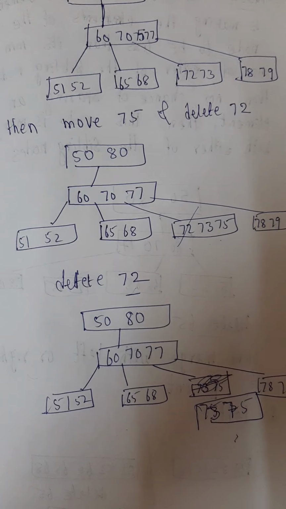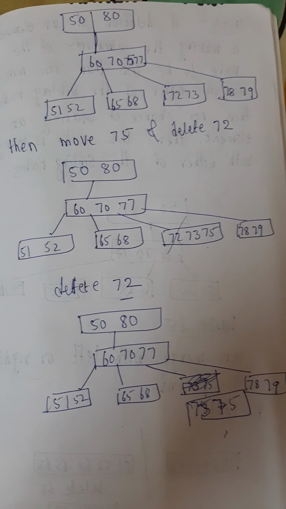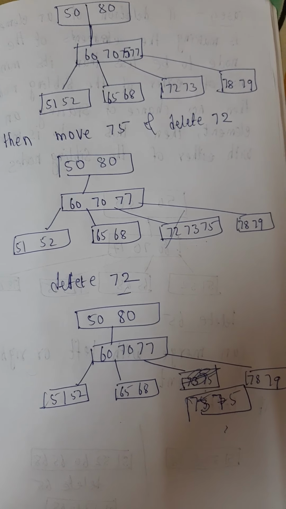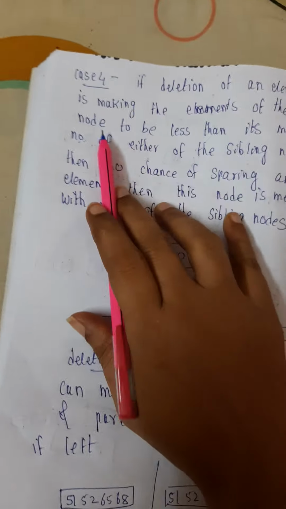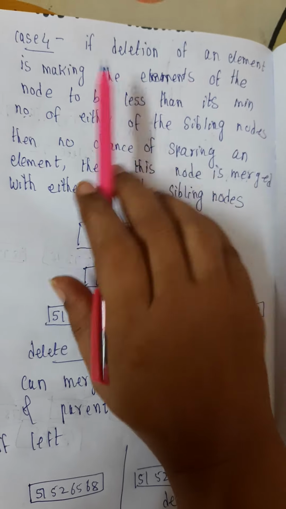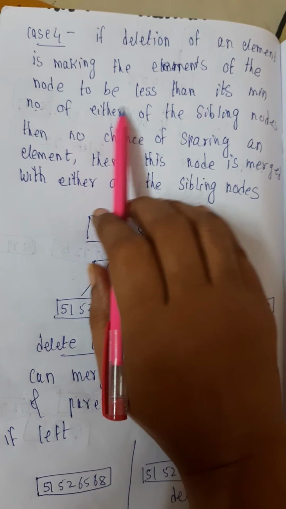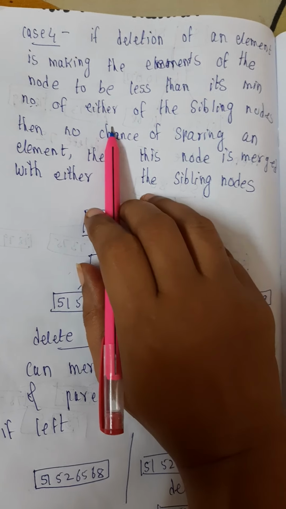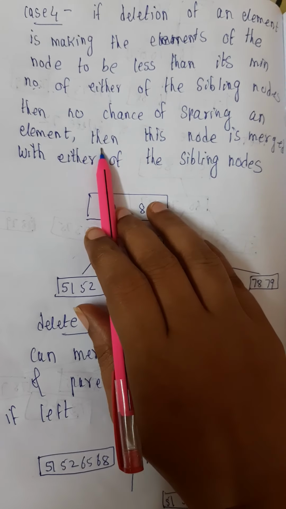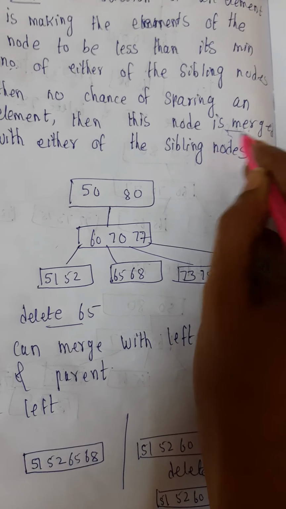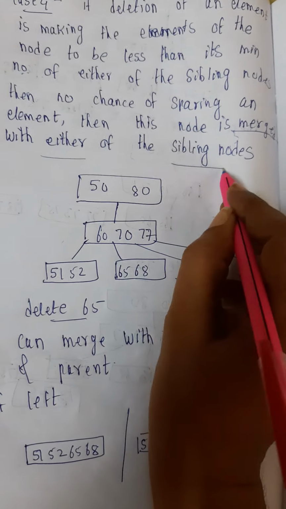Now the next case we will see is, if the left and right both are having only the minimum, then how can we delete? So next case now. Case 4: if the deletion of an element makes the elements of the node less than its minimum number, and the sibling nodes have no chance of sparing an element, then this node is merged with either of the sibling nodes.